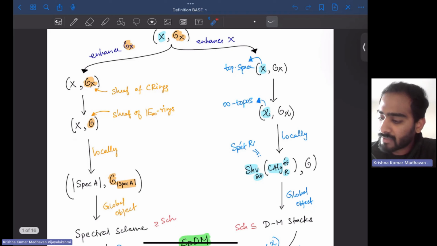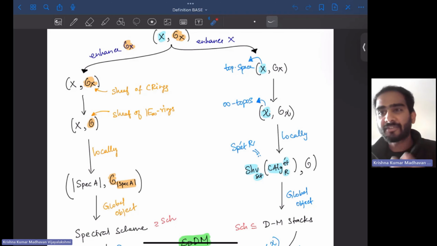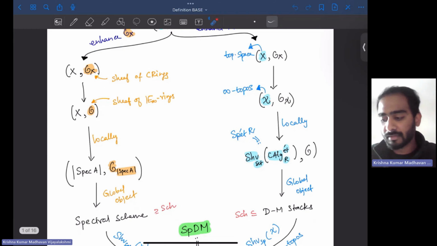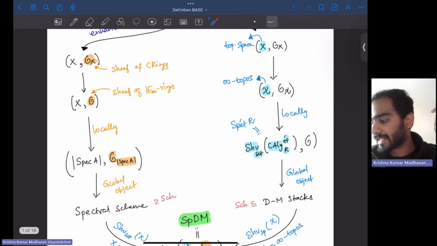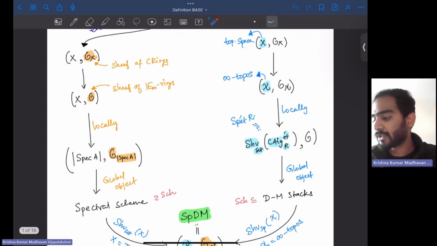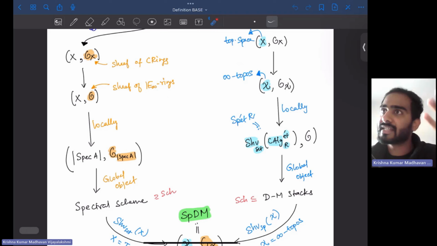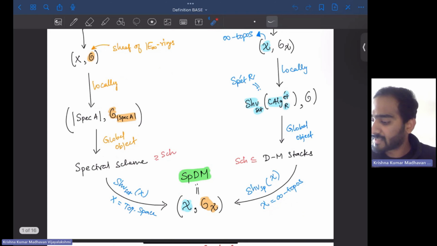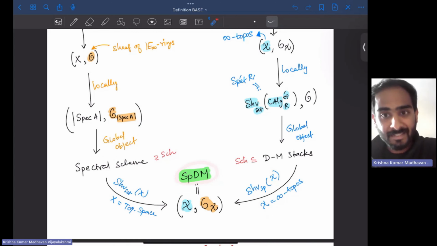So what does this look like locally? Locally, it is going to be a spectrum of an infinity ring. We'll define what it is, and we'll see these would be exactly the affine objects in this world. There is of course a gluing criterion that will give us a global object, which we'll call a spectral scheme. And of course, the category of schemes is a full subcategory of this. So this theory also encompasses the category of schemes and the theory attached to schemes. Then there is this connecting object that leads us to the main object of study of this talk today, which is the Spectral Deligne-Mumford stacks.